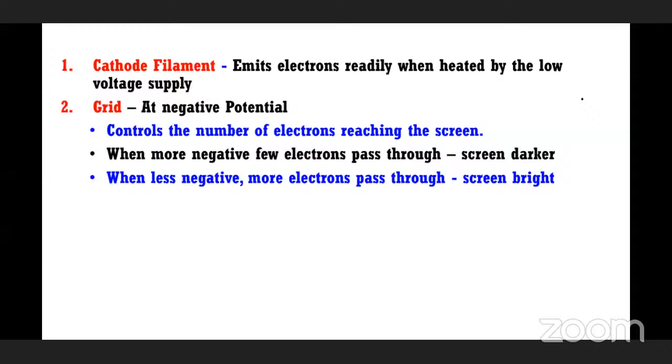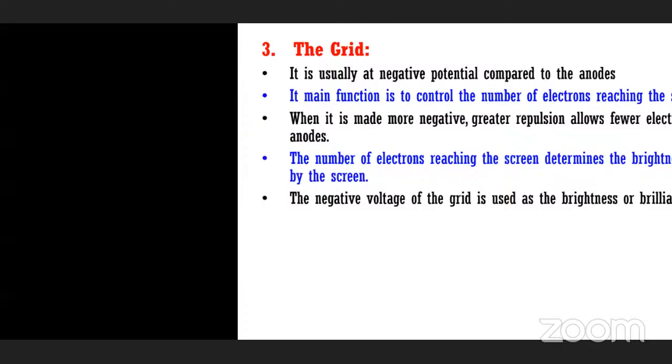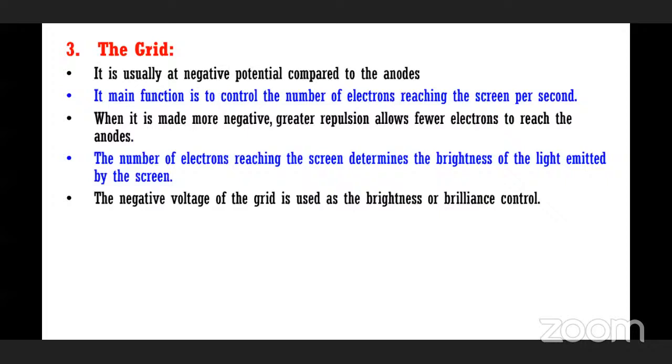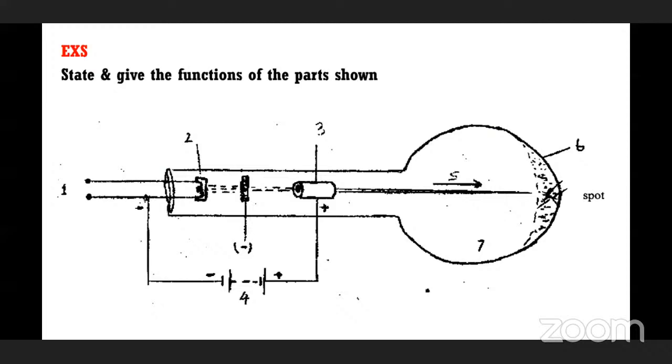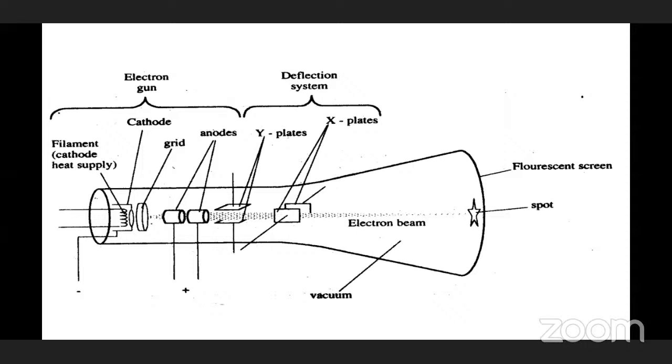Then we have the second part: the cathode filament, the grid, and the anode. These are part of the electron gun, because the CRO consists of three major parts. We have the electron gun, the fluorescent screen, and the deflection system. So we can go back to that diagram. You can see these are the three major parts: the electron gun, the deflection system, and the fluorescent screen.